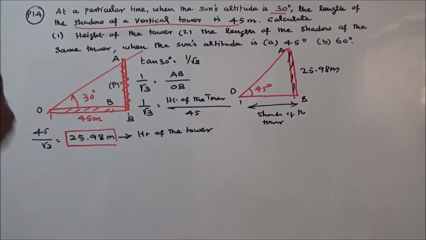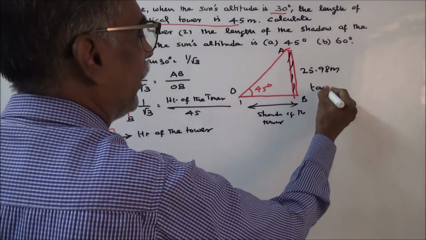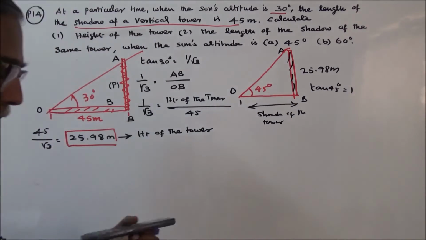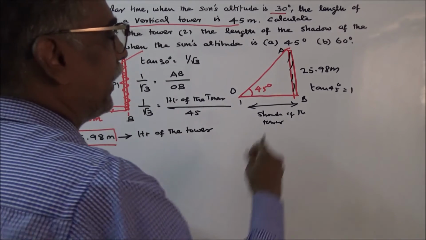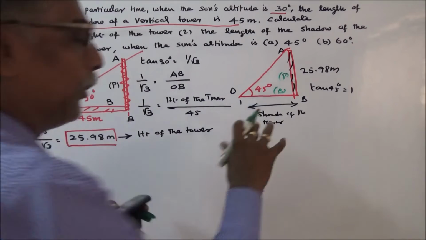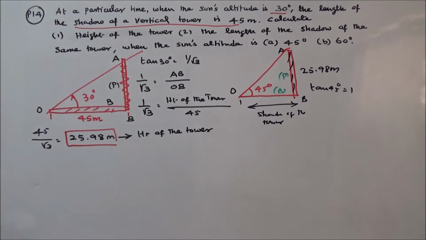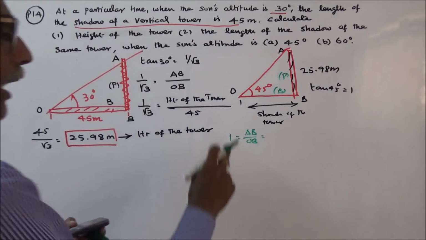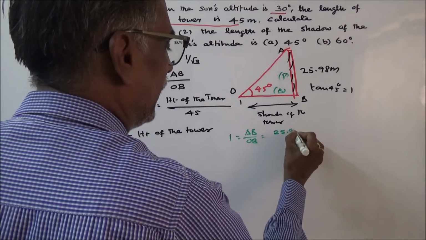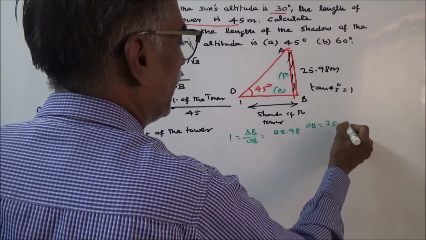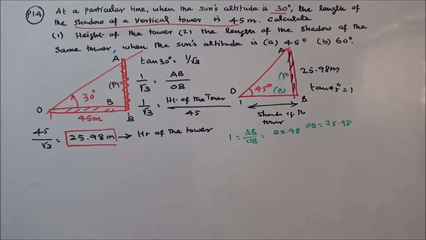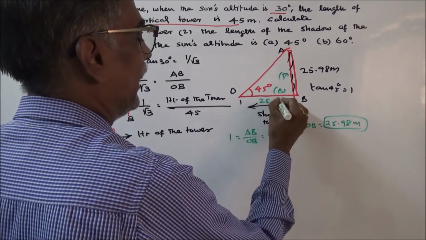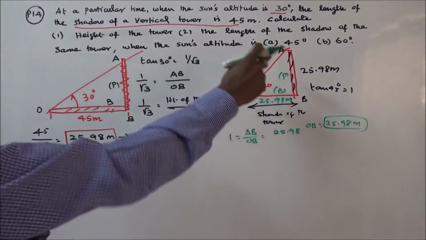How to calculate? Again the same. Tan 45 degrees is equal to 1. When will it become 1? This is the perpendicular and this is the base. Only when the perpendicular is equal to the base will you get tan 45. So tan 45, equal to 1, is equal to AB by OB. We know AB is 25.98, so OB is 25.98 meters. This is the answer when the sun's altitude is 45 degrees.